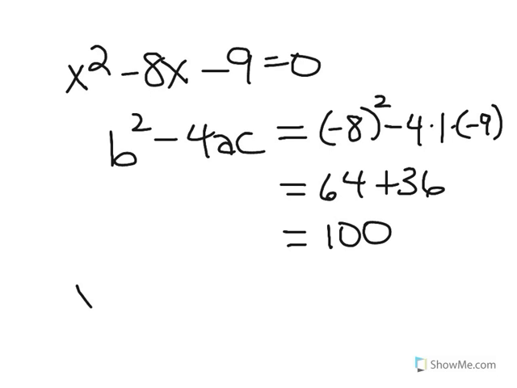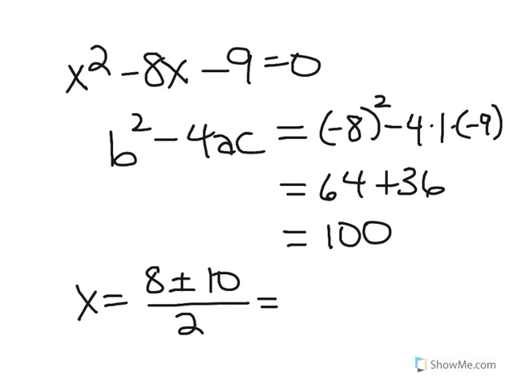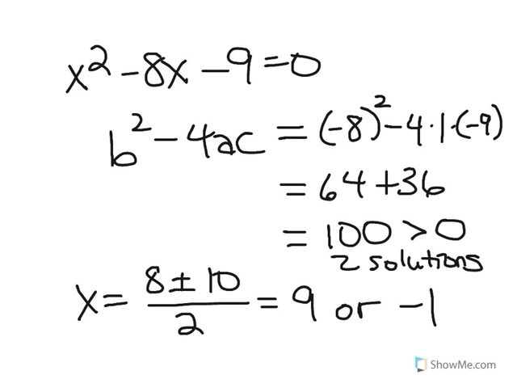If we plug that into the formula, x equals negative b, the opposite of b, which would be positive 8, plus or minus the square root of the discriminant, which is 10, all over 2 times 1, which is 2. So the two answers specifically would be 8 plus 10 is 18, divided by 2 is 9, or 8 minus 10 is negative 2, divided by 2 is negative 1. The two solutions would be 9 or negative 1. But again, simply the fact that 100 is greater than 0 tells us there will be two real solutions to this equation.